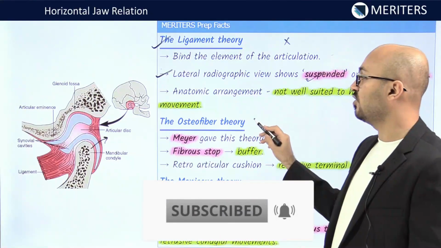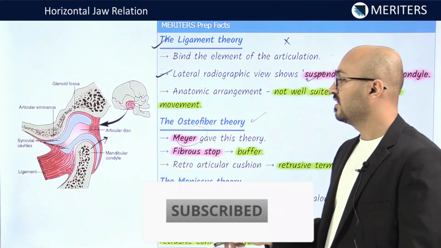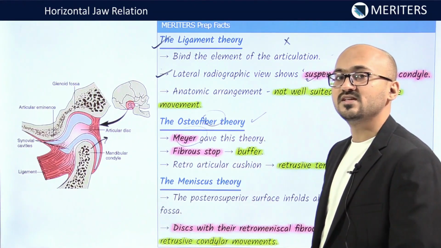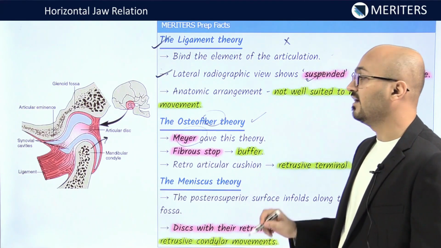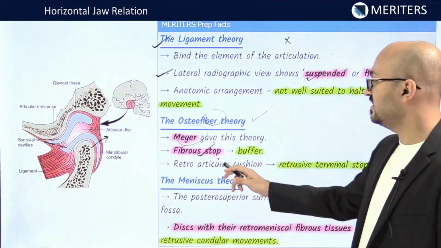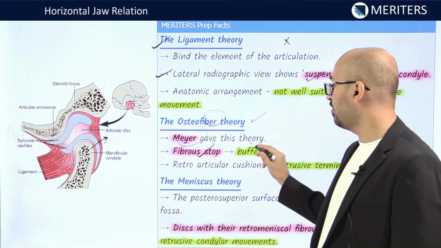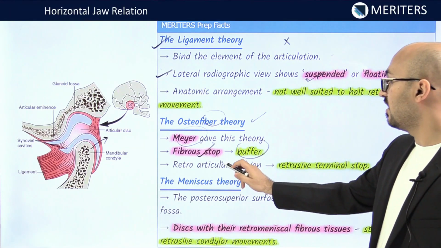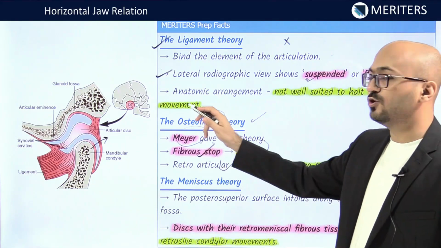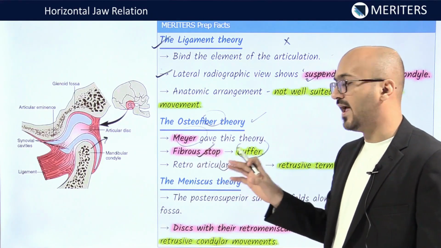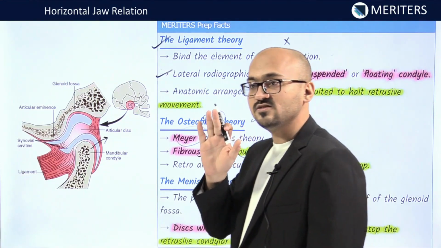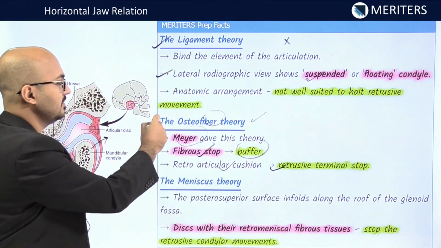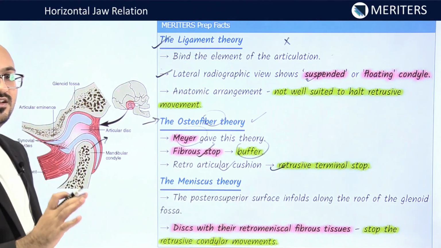The next theory is the osteofiber theory given by Mayer. Mayer said that the osteofibers, the fibers arising from the bone, from the condyle, are responsible for the retruded position. These fibers act as a fibrous stop or a buffer and do not allow the mandible to go further backwards. Retroarticular cushion: behind the articular disc, the retrodiscal tissue acts as a cushion which acts as a stop. So it is a retrusive terminal stop for the condyle. This is an accepted theory of the centric relation.